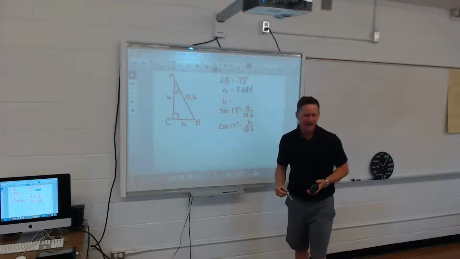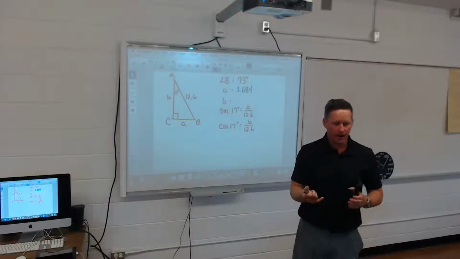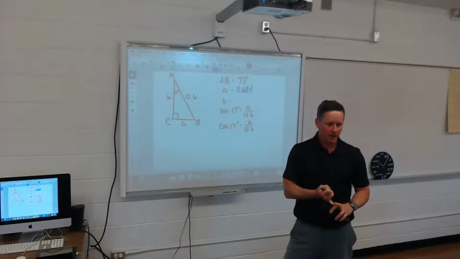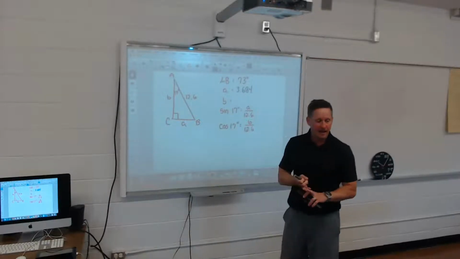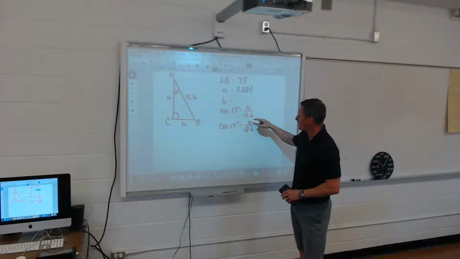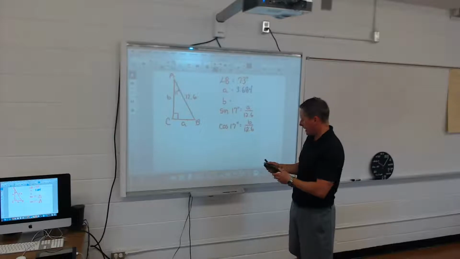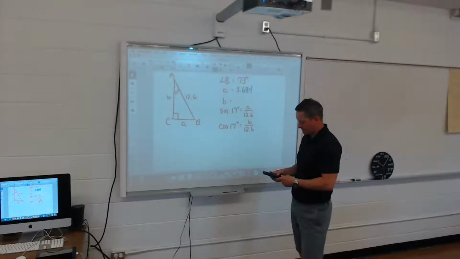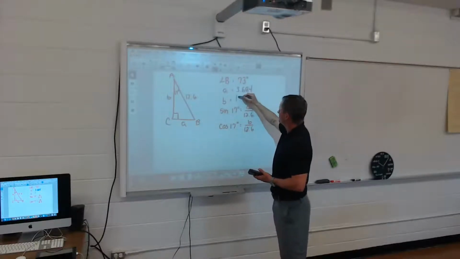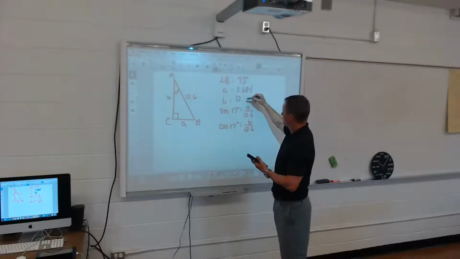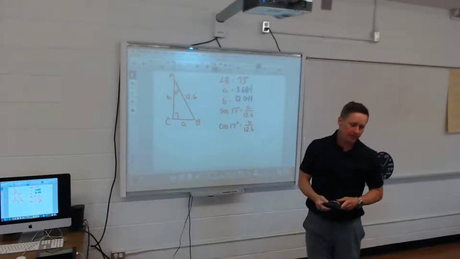And again, I write these out the same way every single time. I write the trig function that I'm talking about, I write the angle with it, and then I write the ratio as a fraction on the other side of the equation. Okay? So now I take 12.6 times cos 17 equals 12.049.